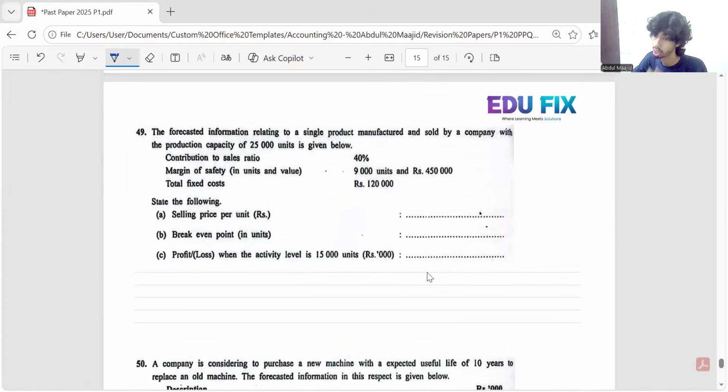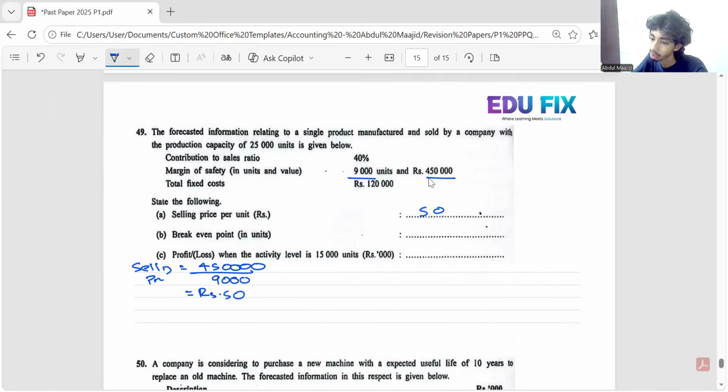49. The forecasted information relating to a single product manufactured and sold by a company with the production capacity of 25,000 units is given below. Contribution to sales ratio, margin of safety in units and value, total fixed cost. Then selling price per unit. Now here they have given the margin of safety in value and units. If you divide that value by units, you will get the selling price. Selling price equals margin of safety in value 450,000 divided by margin of safety in units 9,000. Selling price will be rupees 50 per unit.